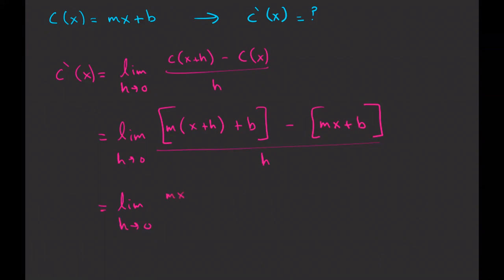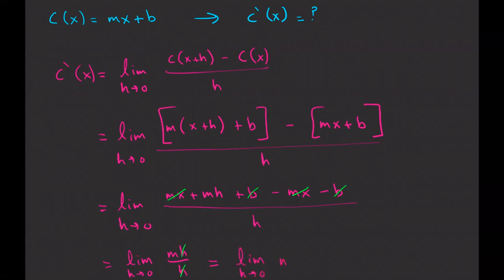I'm going to have mx plus mh, so I'm distributing that m, plus b, minus mx, minus b, just distributing that negative sign. We get some cancellation here. mx and mx cancel, b and b cancel. And I have the limit as h approaches 0 of mh over h. The h's will cancel, and we end up with just the limit as h approaches 0 of m.